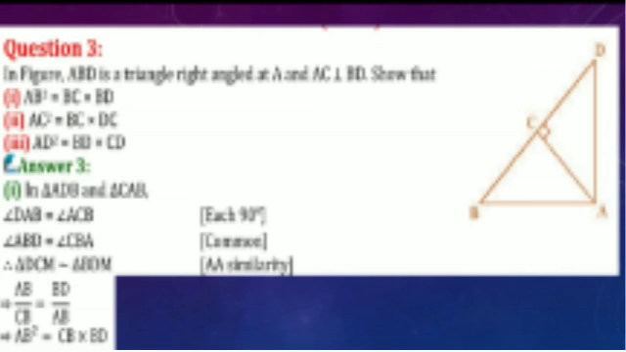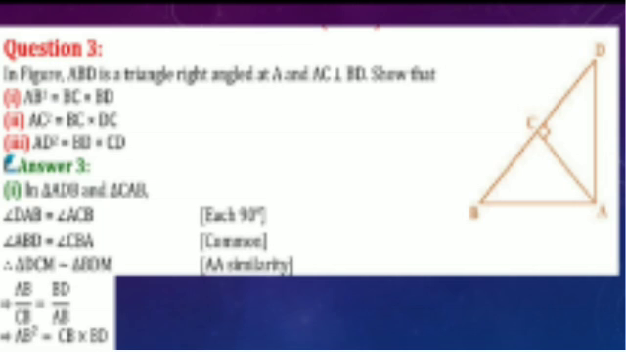Students, next question number 3 is: in the figure, ABD is a triangle right angled at A and AC is perpendicular to BD. Then we have to show that AB square is equal to BC into BD, AC square is equal to BC into DC, and AD square is equal to BD into CD. Students, all these results are the intermediate results of the Pythagoras theorem.